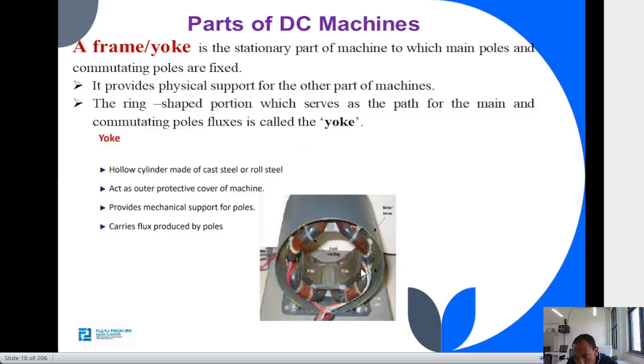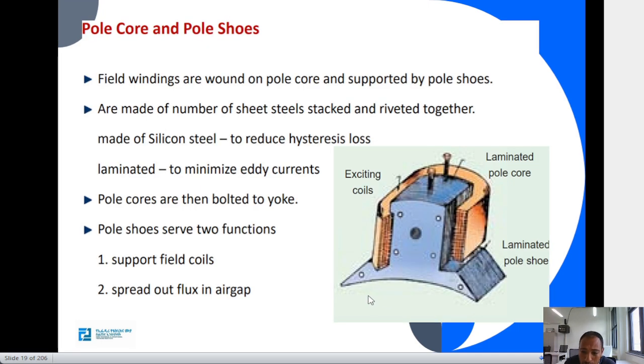These pole cores are connected to the frame by using bolts, so that they stay firm. And the main service of the pole shoe, this pole shoe or face, is, first, it gives support for the field winding, because these field windings are placed around it. And second, it spreads the flux produced inside the air gap.